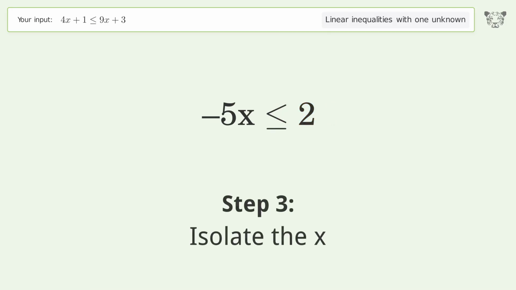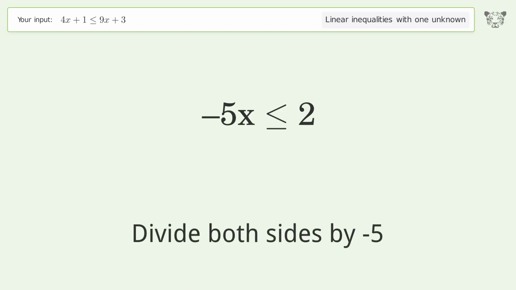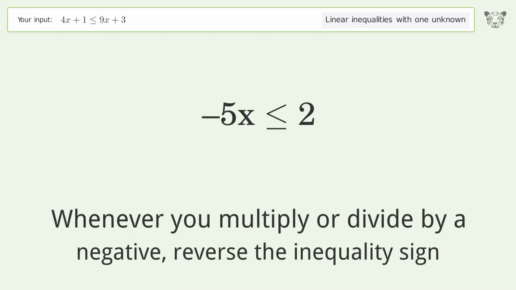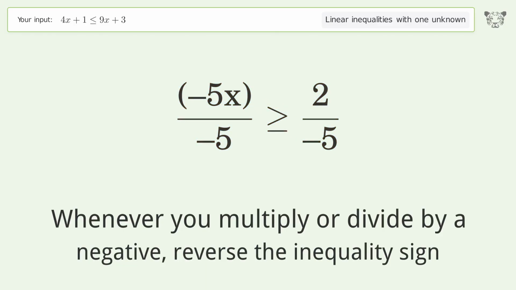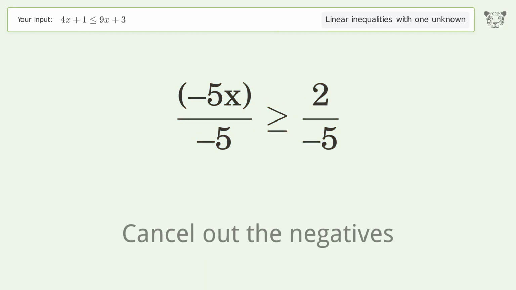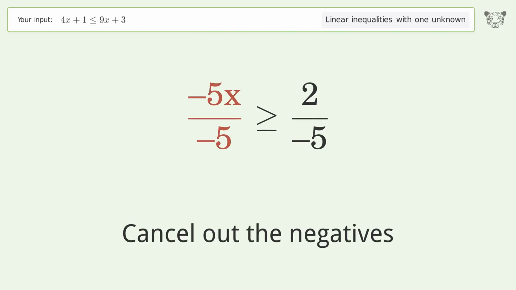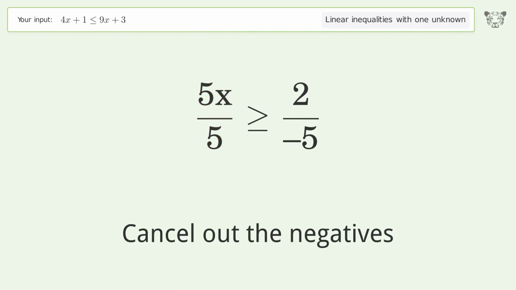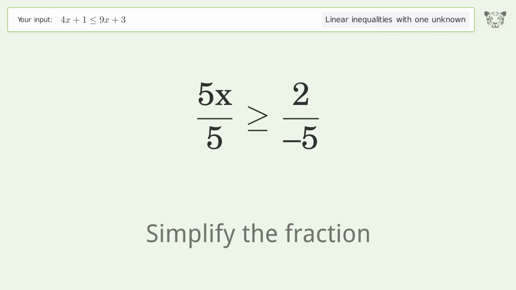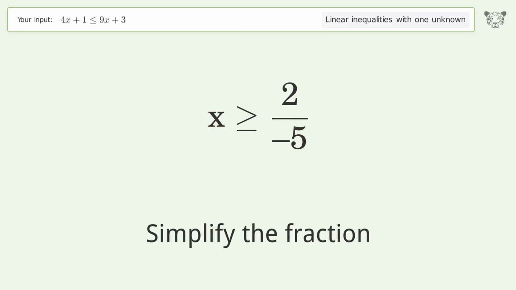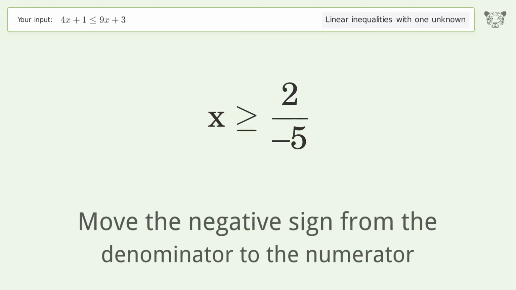Isolate the x. Divide both sides by -5. Whenever you multiply or divide by a negative, reverse the inequality sign. Cancel out the negatives. Simplify the fraction. Move the negative sign from the denominator to the numerator.